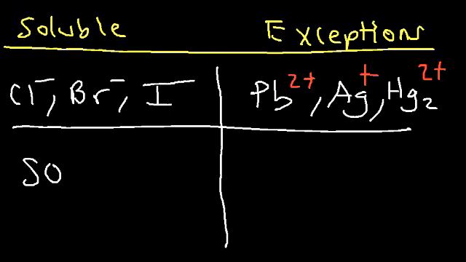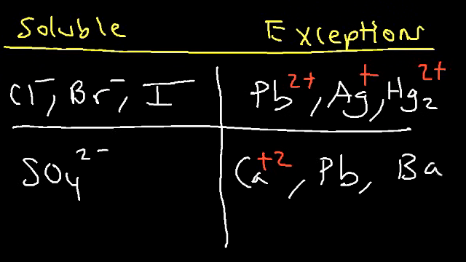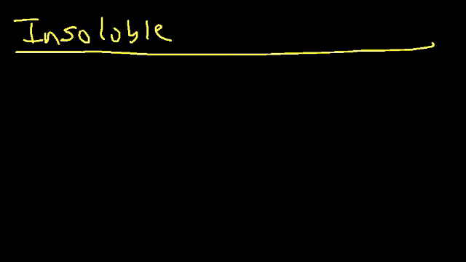Now, sulfates are generally soluble except when bonded to elements like calcium, lead, barium, strontium, to name a few. And each of these have +2 charges. Now, you need to know the ones that are generally insoluble. Now, if they're attached to one of the exceptions, they're going to be soluble. But without the exception, for the most part, it's insoluble.